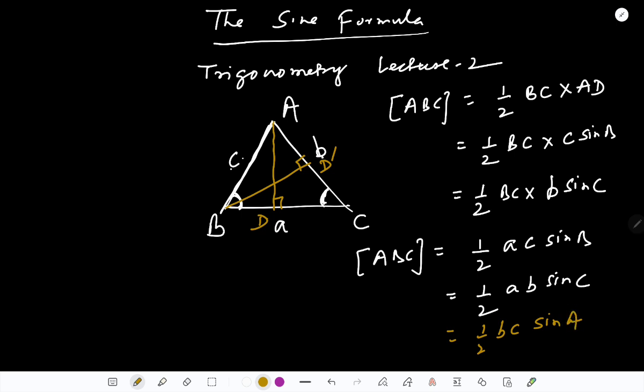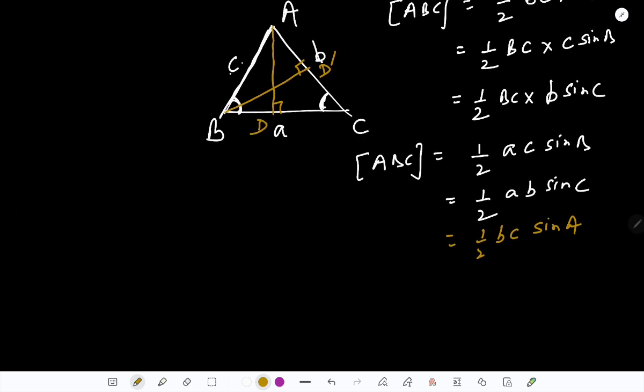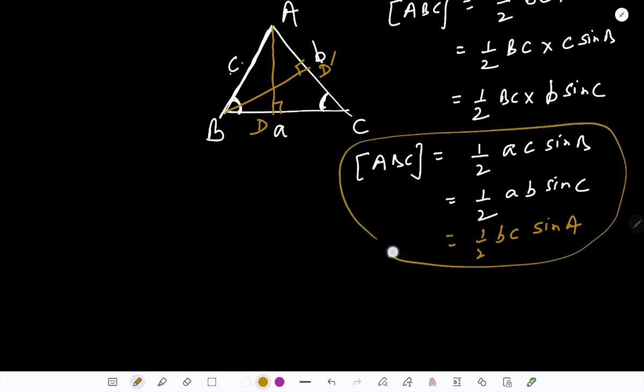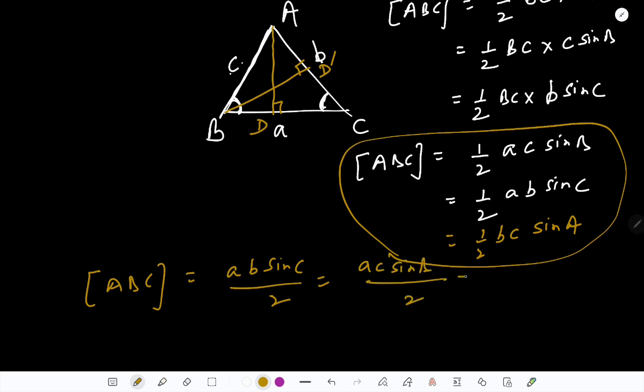Since these all three terms are areas of the same triangle, you can easily write that the area of the triangle ABC will be equal to AB sine C upon 2, and this is equal to AC sine B by 2, and this is obviously equal to the next term, that is BC sine A divided by 2.